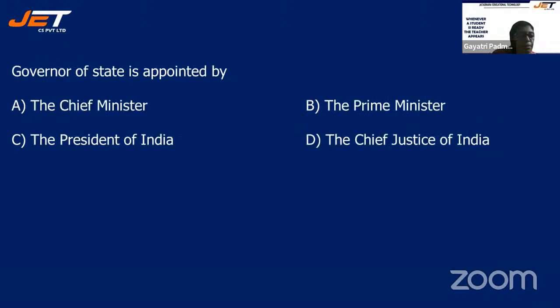Governor of state is appointed by dash. Who appoints the governor of the state? Is it the chief minister, the prime minister, the president of India, or the chief justice of India? Okay. Let's see the answer. It is the president of India.